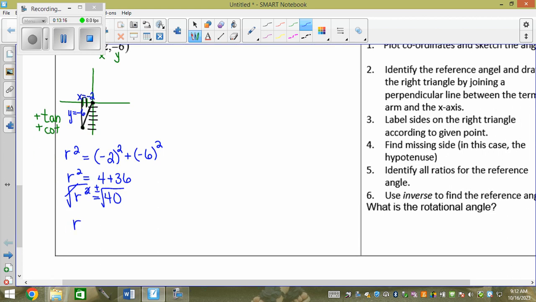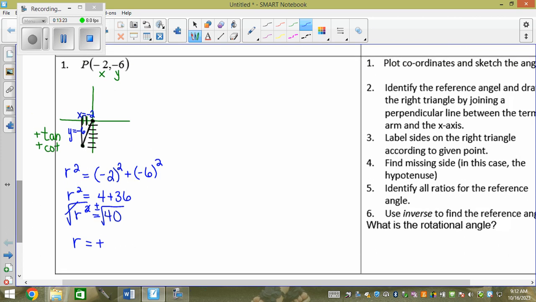So r equals positive. Oh, we're back to grade 10. I know you were shocked. I know you were really sad because as of this point we haven't talked a lot about grade 10. We're back to grade 10. The trig ratios from grade 10 as well. Root 40, how do I break that down? 4 and 10. And I put an equal sign, right? Because root 40 equals root 4 times 10. The 4 comes out and it becomes a 2. So this equals 2 root 10.